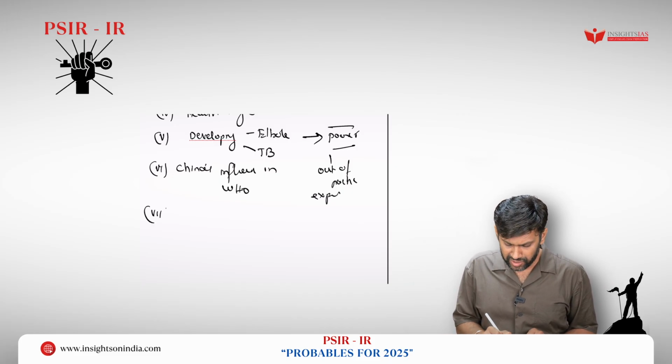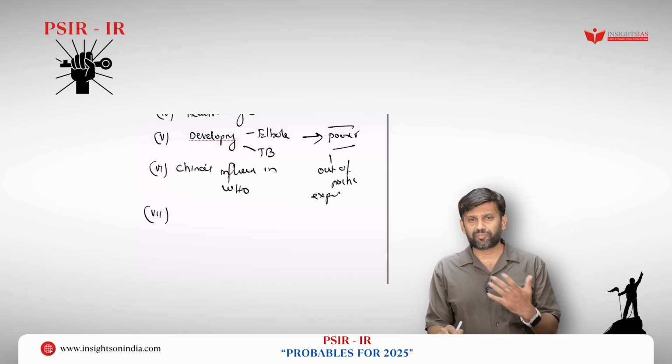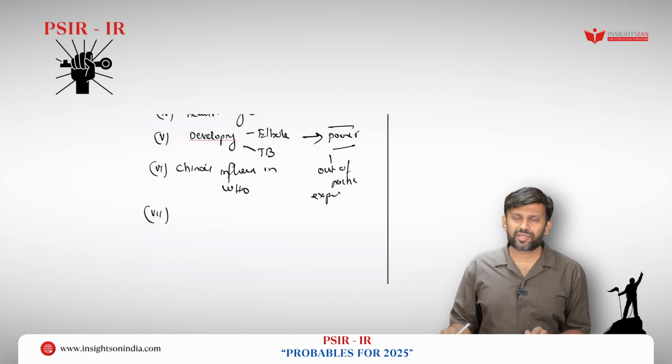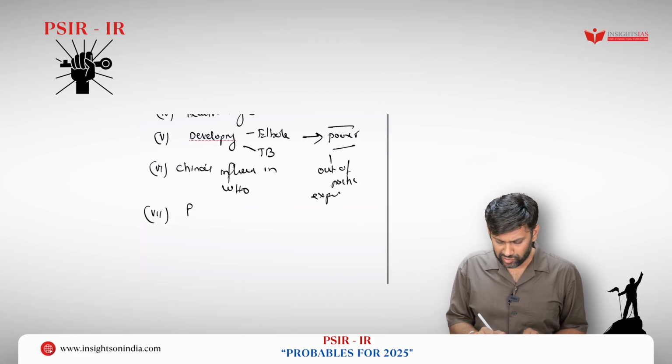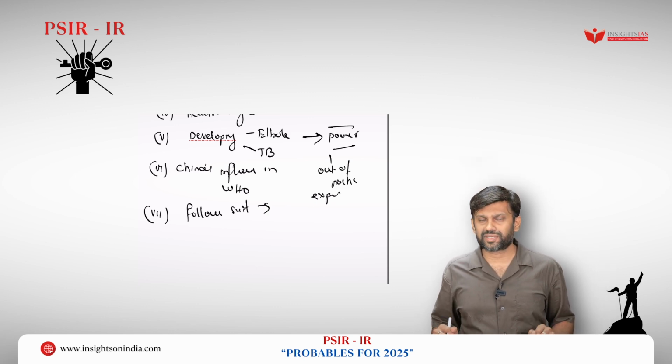Seventh implication, you can also write how the American exit impacts other countries. You can say the other countries might also follow suit with respect to other organizations. Whenever they feel it is not working in their interest, they might seek an exit.